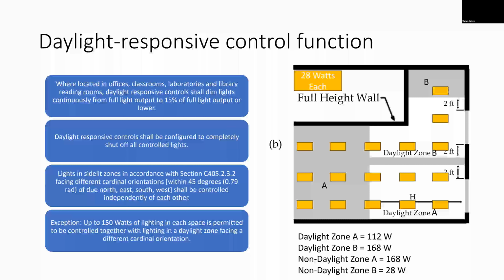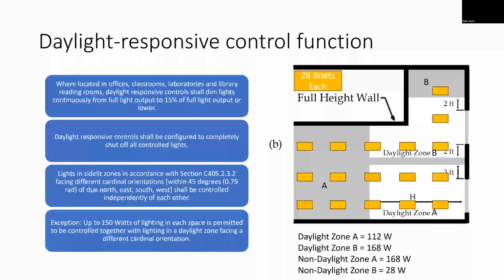So here we go. Lights in daylight zones facing cardinal direction orientations within 45 degrees of due north, east, south, west shall be controlled independently of each other. So it's based off of orientation. But then the exception is that up to 150 watts of lighting in each space is permitted to be controlled together within a daylight zone facing a different cardinal direction.